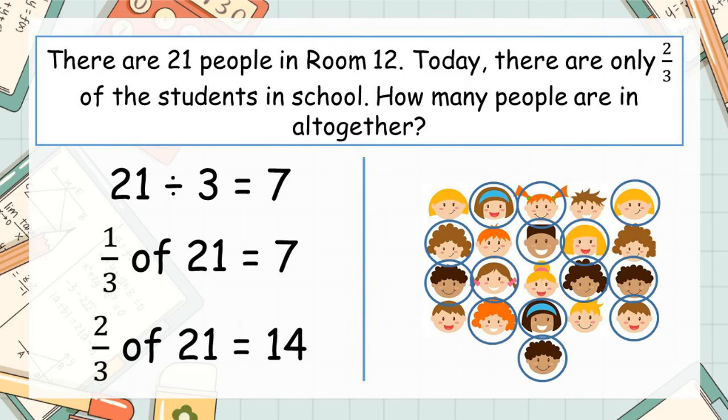We keep on doing that, counting up 1, 2, 3 and marking 2 of them, 1, 2, 3 and marking 2 of them, until we've completed the whole class. If we do that and count up the marked people, there's going to be 14 of them, just like when we did the division way.